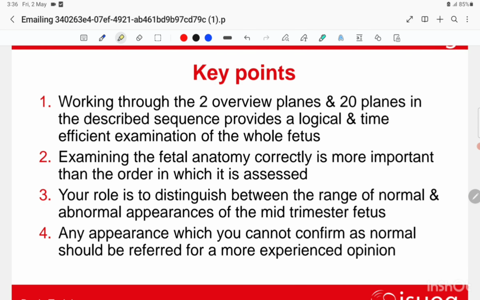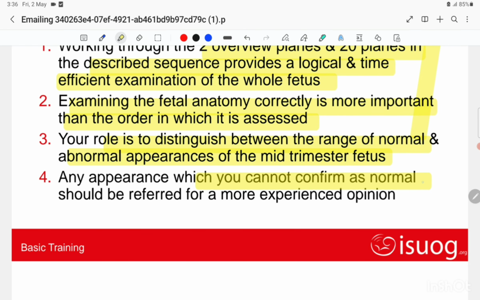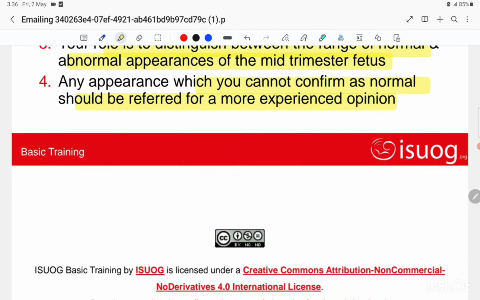So key points: working through the 2 overview planes and 20 planes describes a sequence that provides a logical and time efficient examination of the whole fetus. Examining the fetal anatomy correctly is more important than the order in which it is assessed. Your role is to distinguish between the range of normal and abnormal appearance of the mid-trimester fetus. Any appearance which cannot be confirmed as normal should be referred for more experienced opinion.